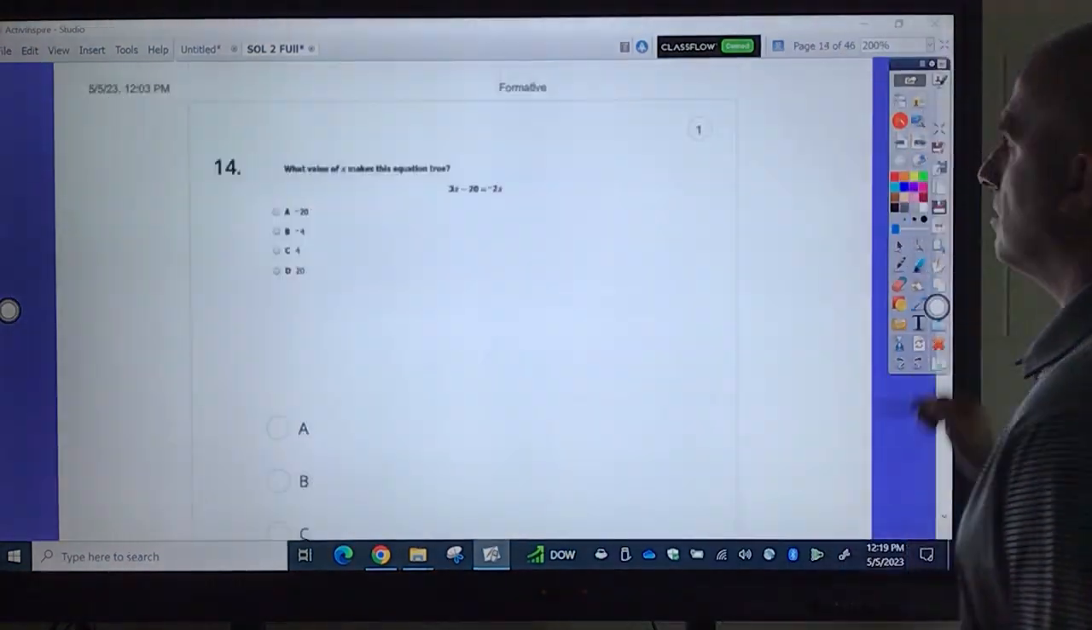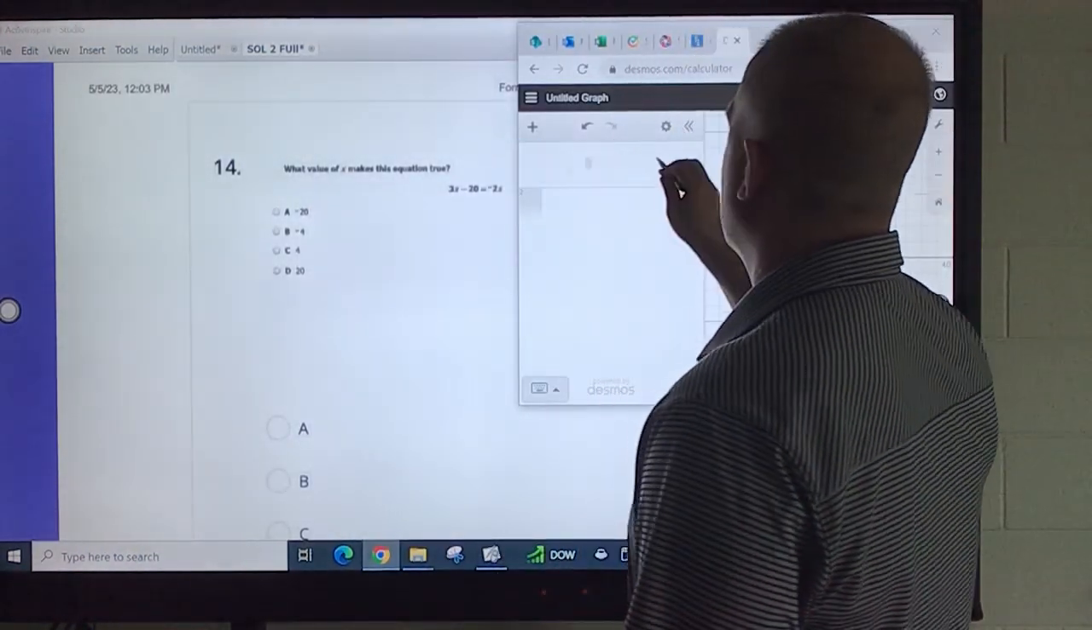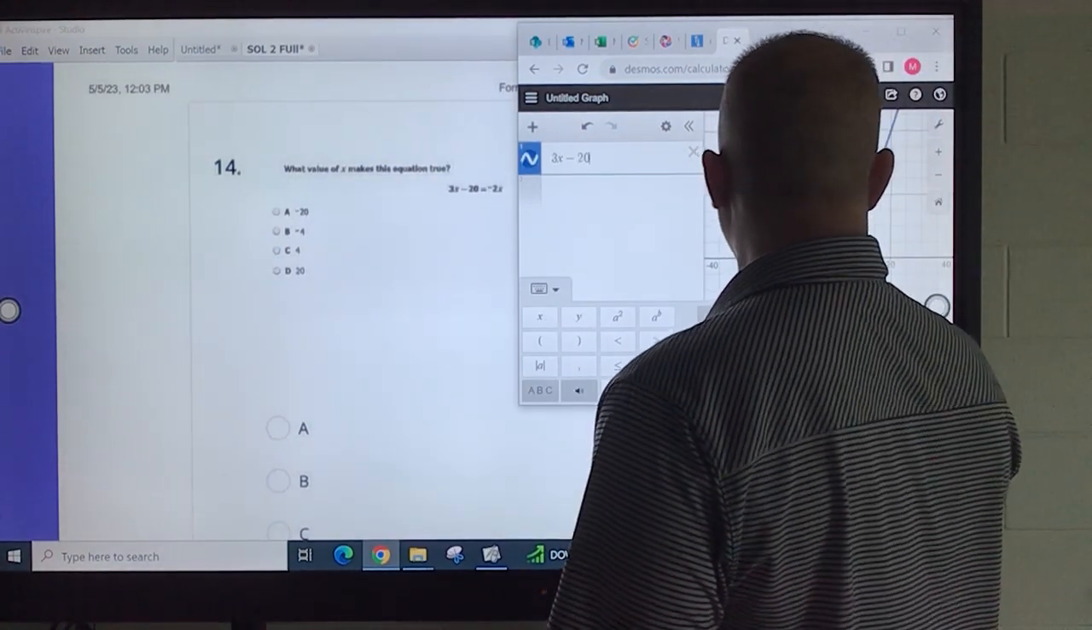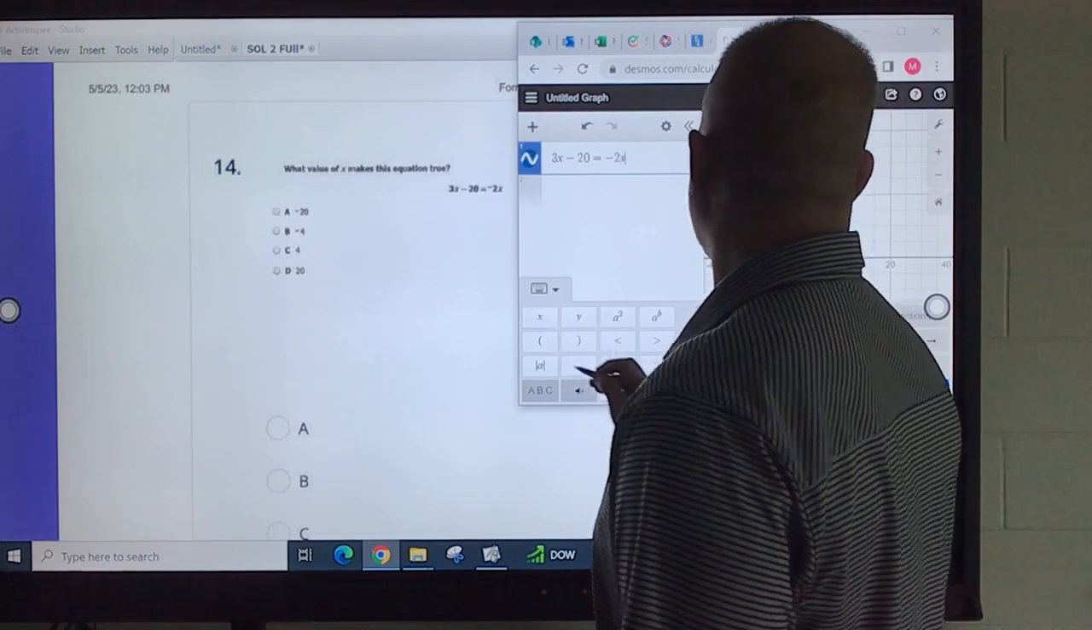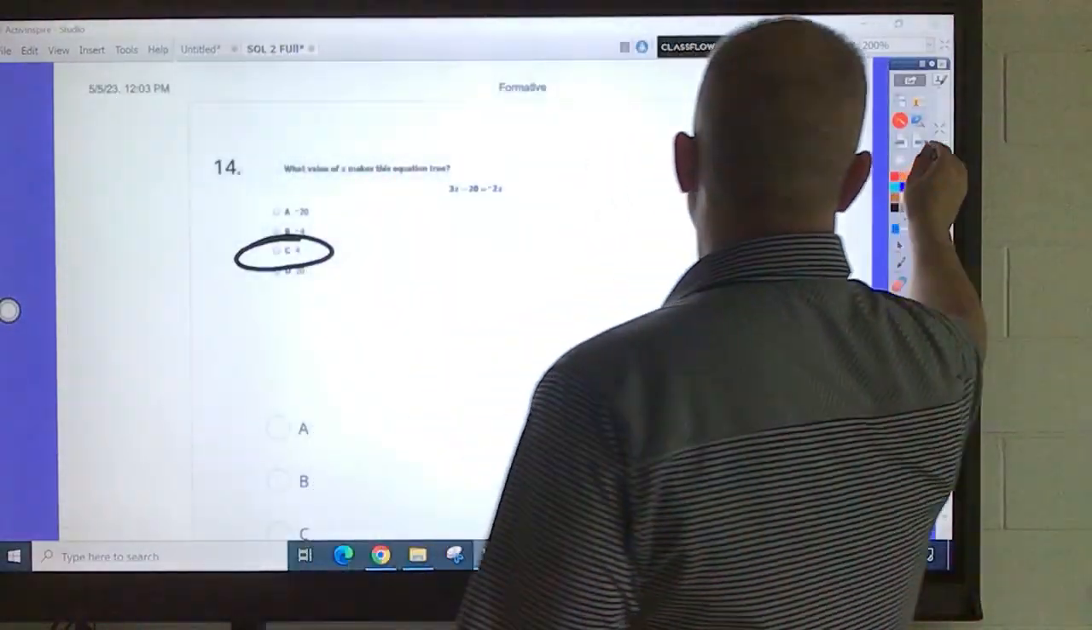Okay, let's go to question 14. This is another one-liner. 3x minus 20 equals negative 2x. Okay. Right there is 4. Right there is my answer.